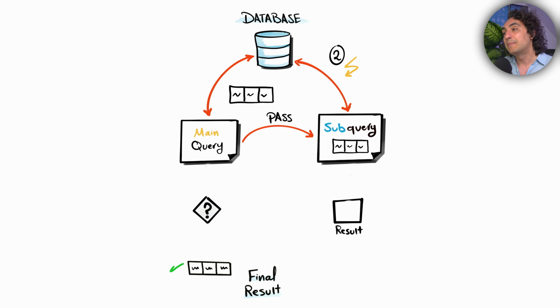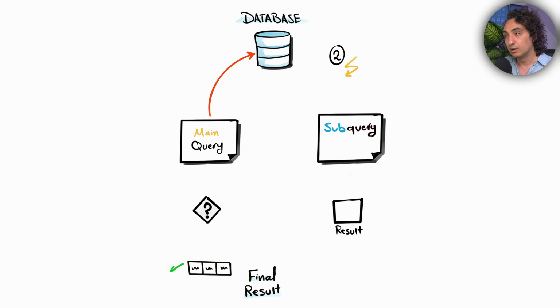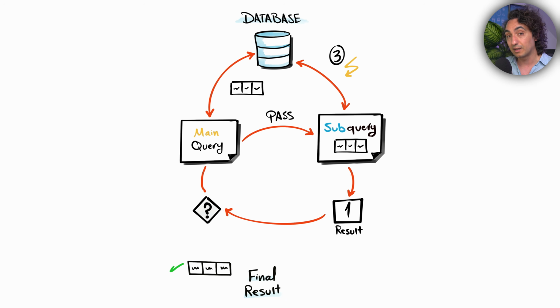This will keep happening as long as we have rows. For example, we have another row, the main query is gonna pass it to the subquery, it's gonna be executed for the third time, and the result of the subquery is gonna be 1. So the same thing is gonna happen: SQL is gonna check, okay, we have a value, so this row is allowed to be in the final results. And so on, the cycle is gonna keep repeating for each row that's retrieved from the main query. And once we have processed all the rows, the final result is gonna be presented in the output.